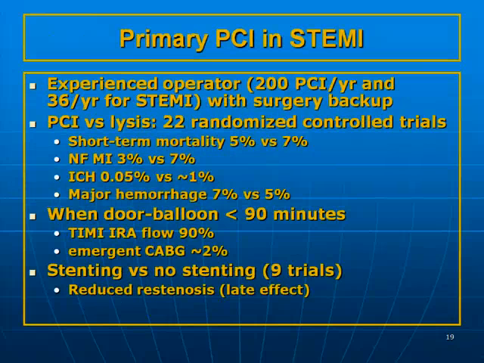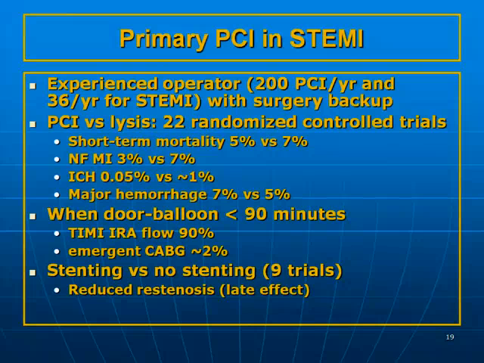So primary PCI is the optimal approach for most patients if they can get to an institution in a reasonable period of time. The caveat is you need to have an experienced operator. You need an interventional cardiologist that does an average of 200 PCIs a year, and 36 of those should be for direct treatment of STEMI. You do need surgical backup. Sometimes there are problems during angiography, which means you go for emergent CABG. And as I said earlier, about 1% of ACS patients that are treated with angioplasty end up requiring emergency surgery.